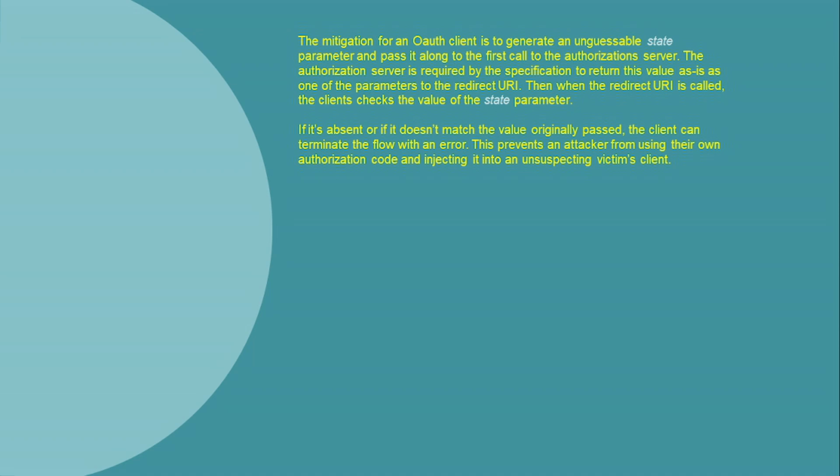Now here again the application, or you can say the client, will do the validation and check the value of the state parameter. Is it matching what I sent, or is it something different? If it is different, it will stop there. So if it is absent or doesn't match the value originally passed, the client can terminate the flow with an error. This prevents an attacker from using their own authorization code and injecting it into an unsuspecting victim's client. So by implementing this small thing, you are avoiding that. We need to understand these one by one, like what practical implementation we need to make to avoid these kinds of vulnerabilities.